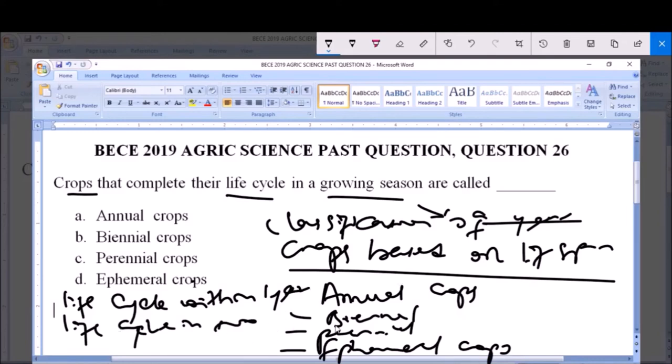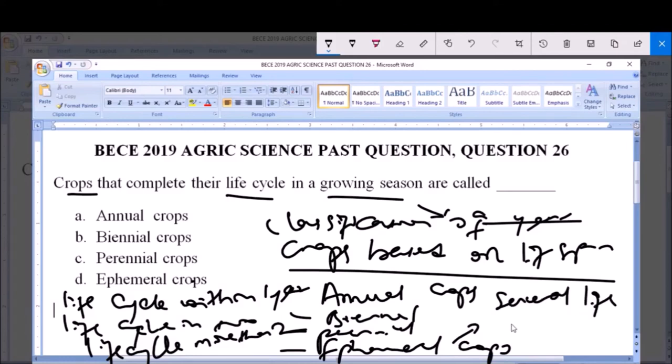Now option C says perennial crops. Perennial crops are crops whose life cycle takes more than 2 years. Then the ephemeral crops are crops that complete several life cycles in a year.